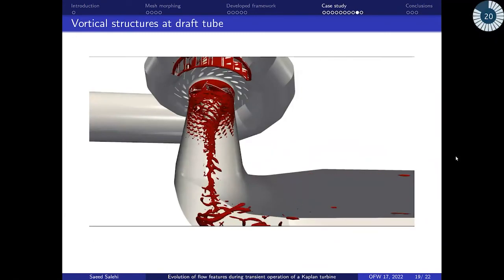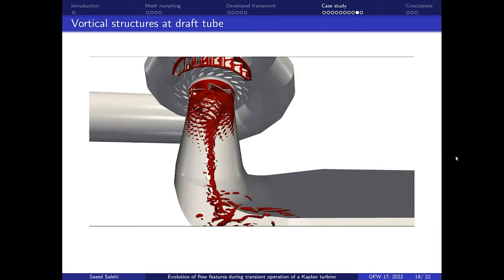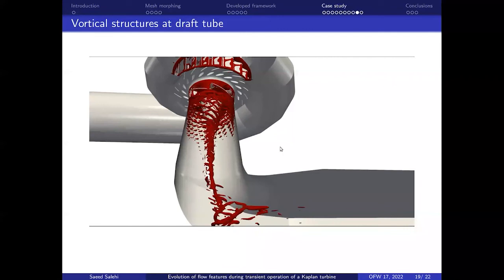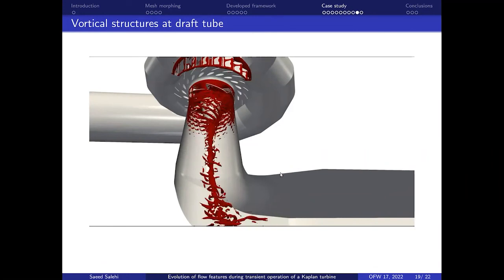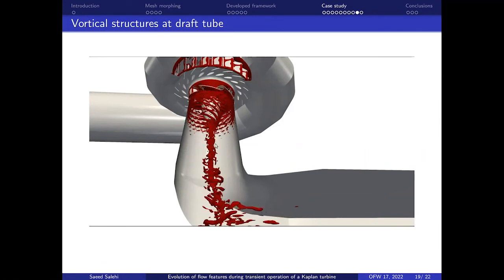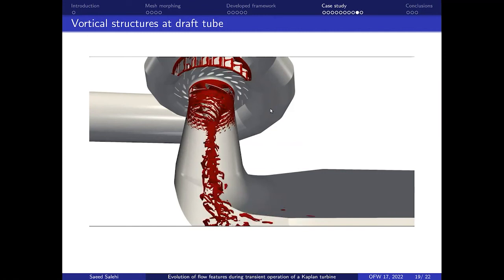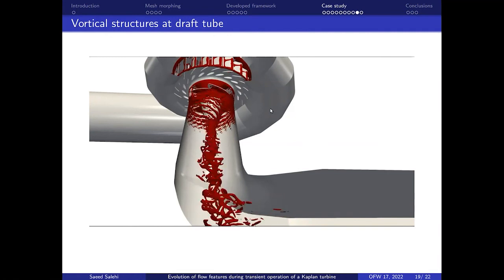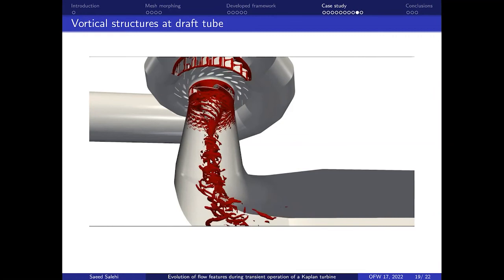So if we look at the lambda 2 criterion from best efficiency point to part load, you can see at part load we have a very slender vortex stroke, but when we go further down, when the load reduces, this central vortex becomes stronger, and the oscillations become much more significant. As you can see here, now it's much more significant and stronger.